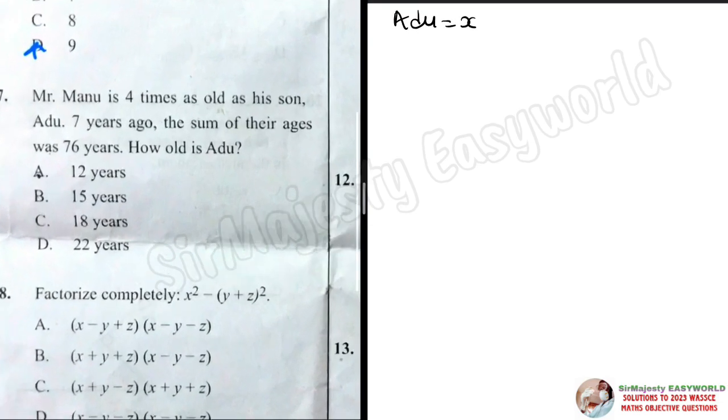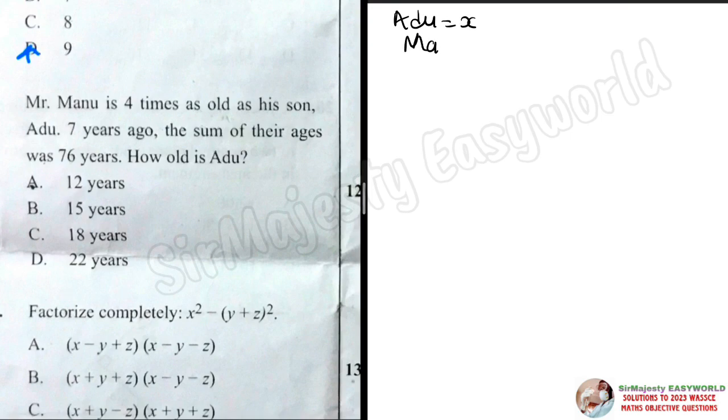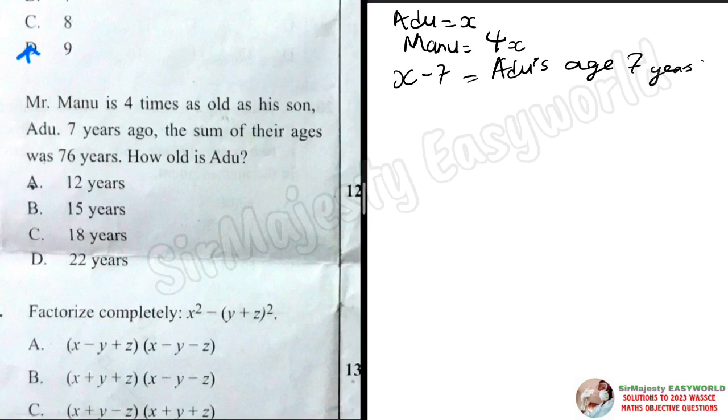Now Manu is 4 times as old as his son. Let's assume that Manu's son's age is x. That's Adu. His age is x. And Manu, who is 4 times as old, his age will be 4x. So 7 years ago, Adu's age was x minus 7, while Manu's age 7 years ago was 4x minus 7.